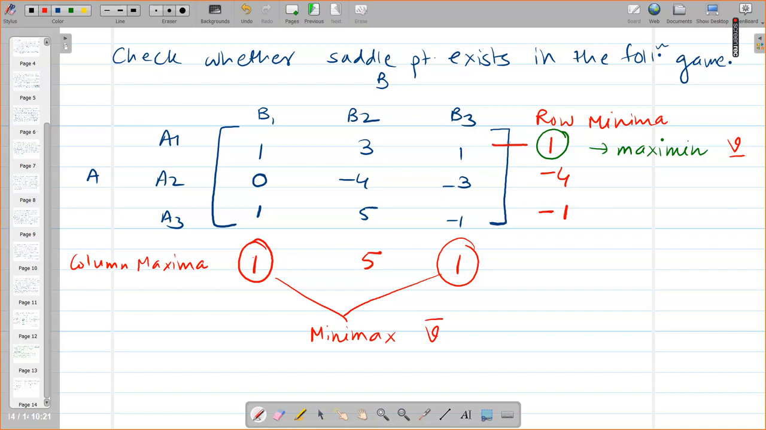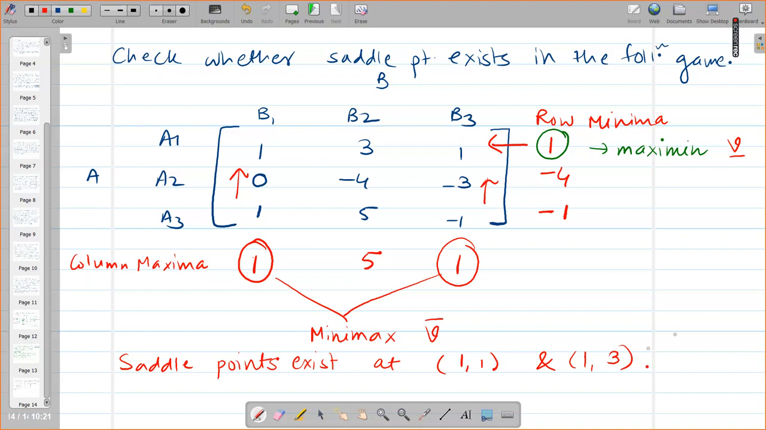Now this corresponds to the first row, and this one corresponds to the first column and the third column. So saddle point कितने हैं यहाँ पे? How many saddle points? 2 saddle points. Yes, saddle points are there. So I have to write saddle points exist at first row, first column and first row, third column, right?